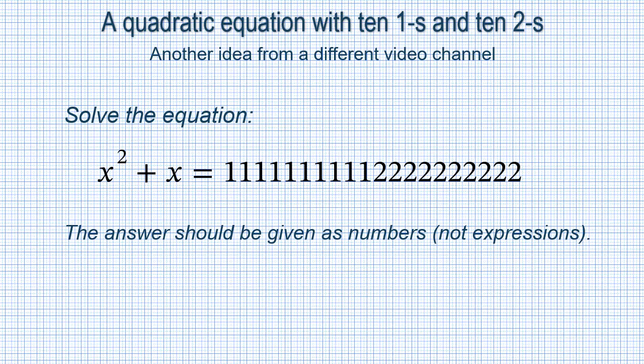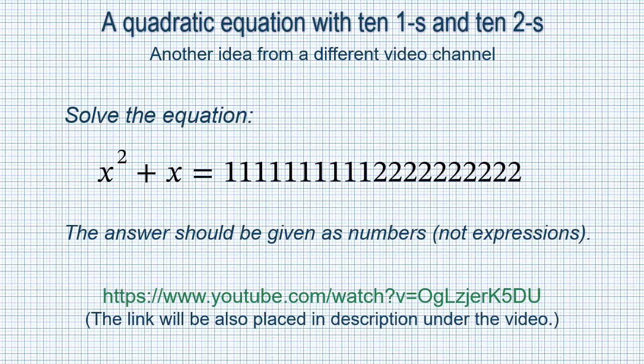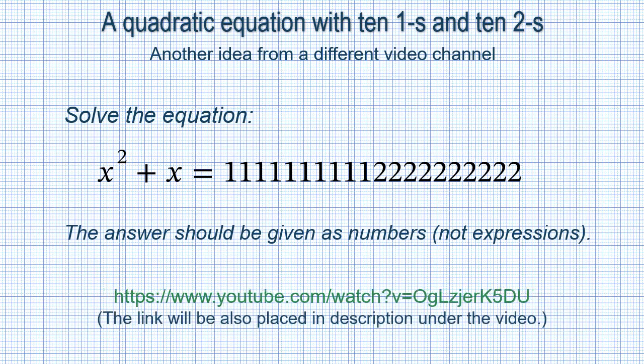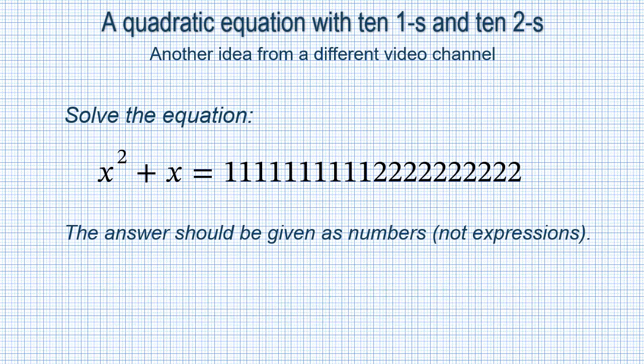Here is another task I borrowed from a different video channel. I only slightly modified it to avoid solving it using a common calculator. This time the right hand side of the equation is a number written with 10 ones and 10 twos. And the answer has to be given as numbers rather than expressions involving square root.